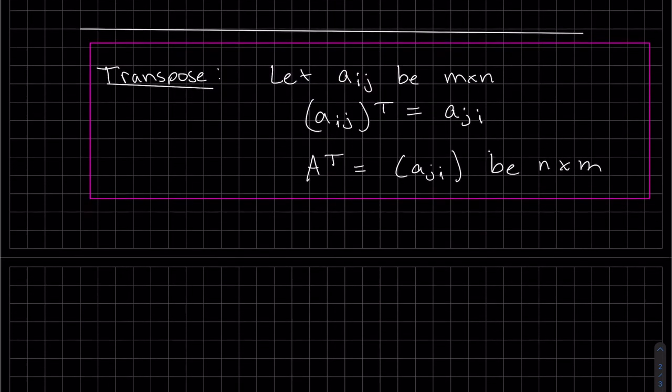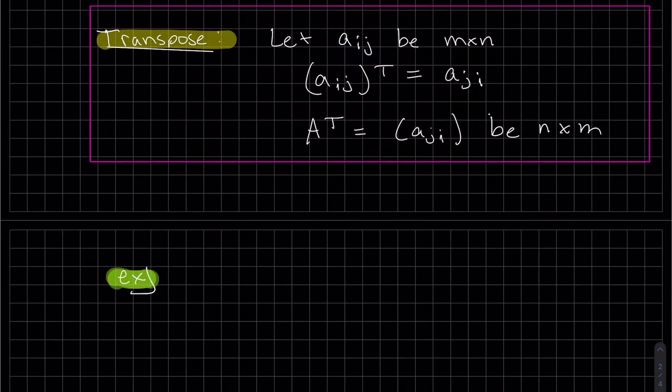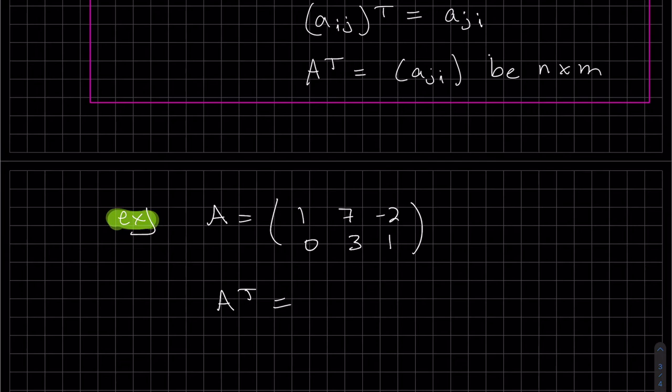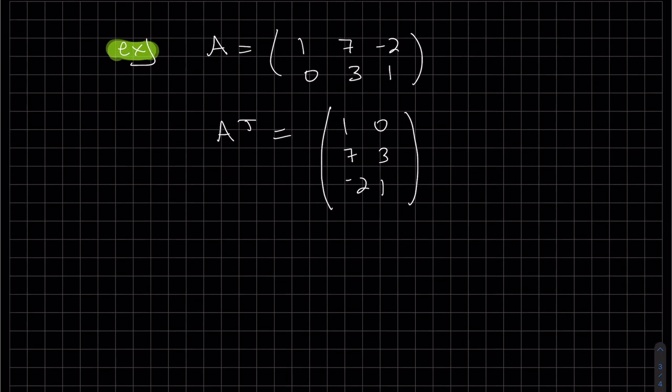So basically, it just switches the rows and the columns. IJ becomes JI for a transpose. Let's look at an example. The transpose of that, pretty much the first row becomes the first column. We just copy it. The second row becomes the second column. And that's how you do it. So we can see here, 2 by 3 is now a 3 by 2.